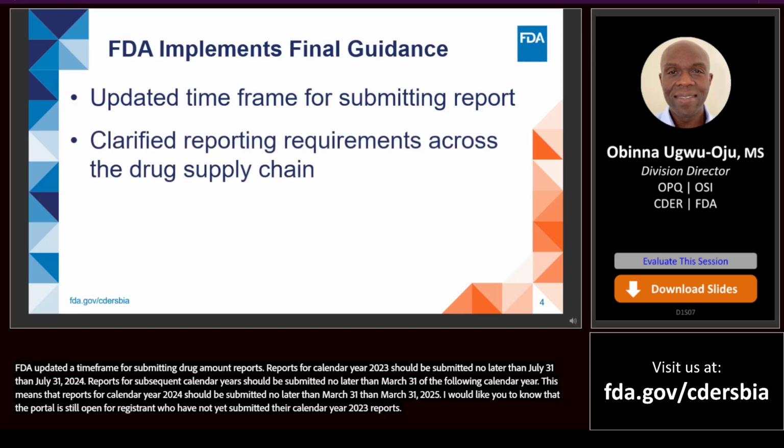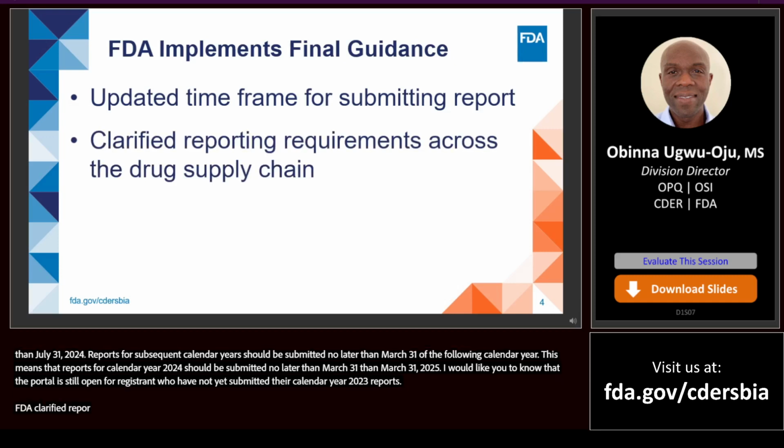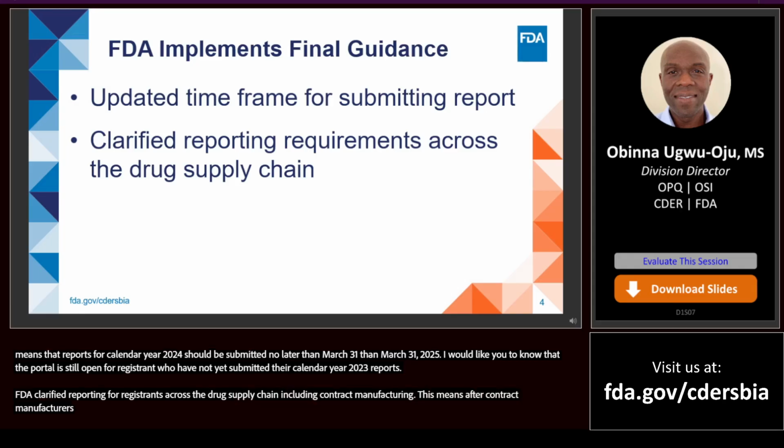FDA clarified reporting for registrants across the drug supply chain, including contract manufacturers. This means that contract manufacturers should provide the amount of drug that they themselves manufactured, rather than the amount that other registrants further downstream in the drug supply chain manufactured.